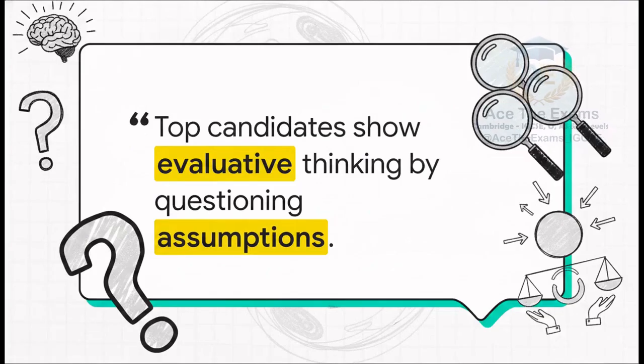And that approach hits the nail right on the head, as you can see in this powerful quote from the examiners. Top-scoring candidates demonstrate evaluative thinking by questioning assumptions, considering different perspectives, and justifying decisions. Evaluating evidence quality means identifying limitations and alternative interpretations. Going way beyond just regurgitating facts and actually justifying why a specific biological structure matters in that given context.